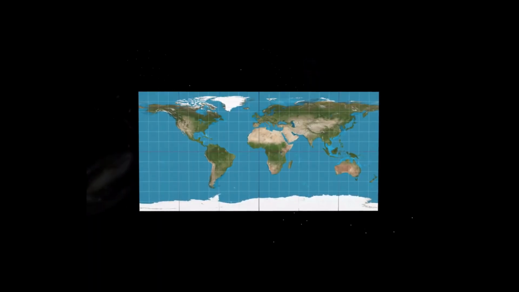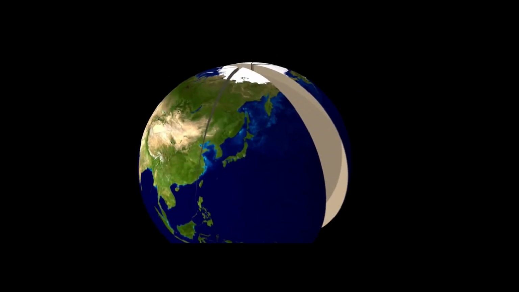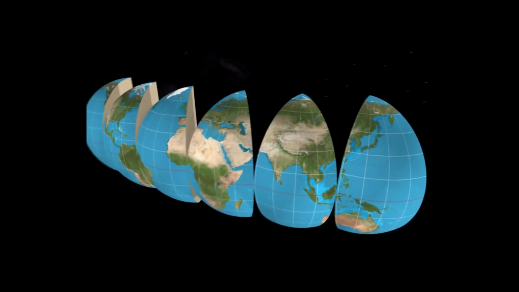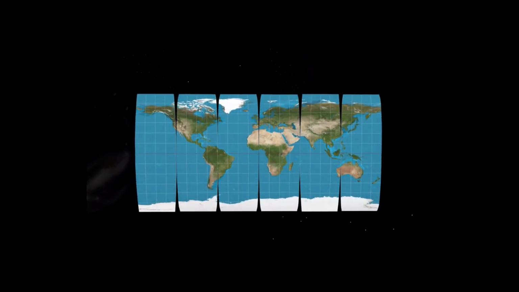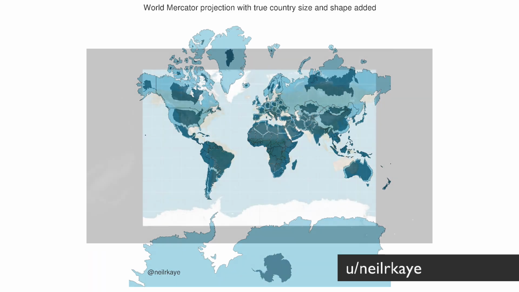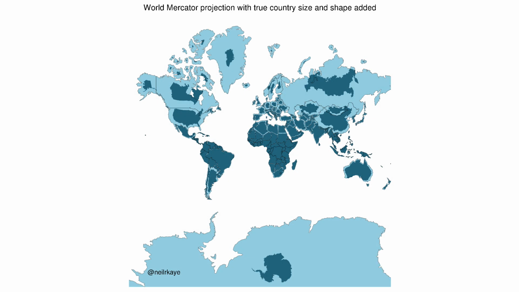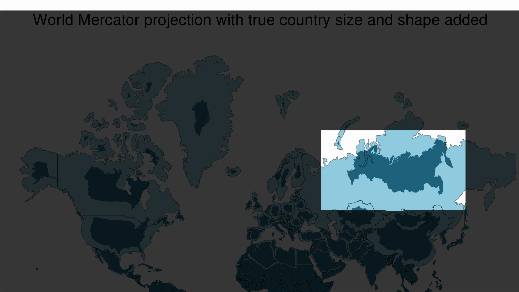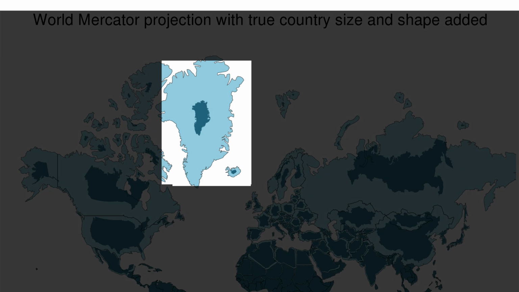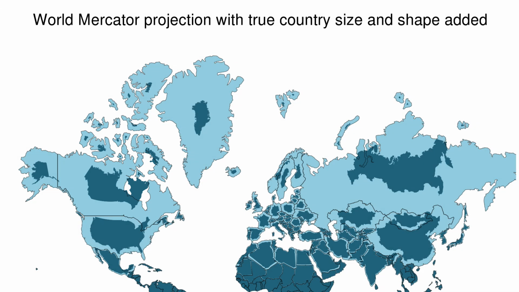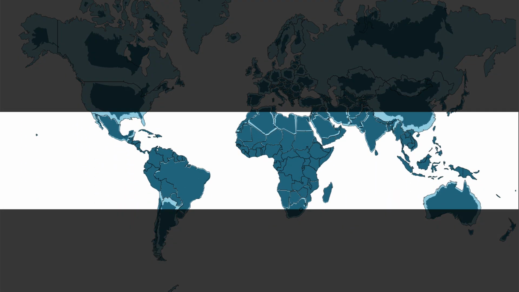So this takes the world Mercator projection, which has basically been created by taking a spherical image of the globe and making it flat. And what it does is take the actual land shape and size and overlays it on top of that map. You can see that Russia is actually far bigger than it appears. Same with Greenland, Iceland, Canada, US, and a lot of the European countries. While Africa and a lot of South America are actually quite true to size.